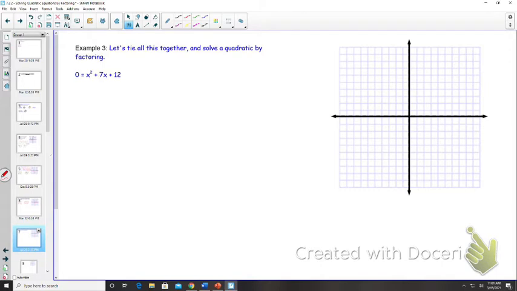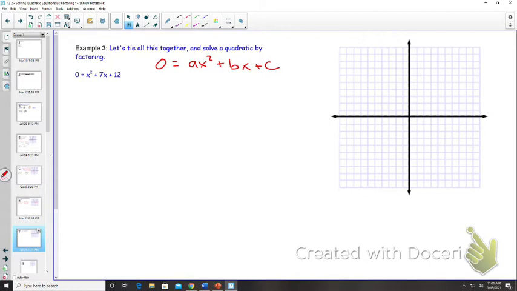This one, do we have to organize it or something? Like rearrange this? No, because it's already in standard form, right? Remember, standard form, ax squared plus bx plus c. It always goes from highest degree on the exponent to lowest degree, right?